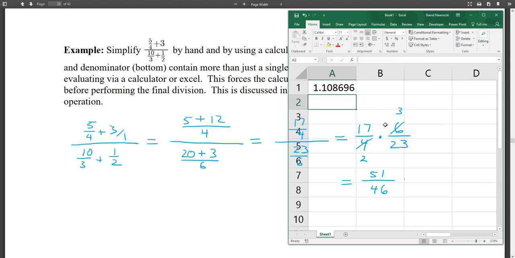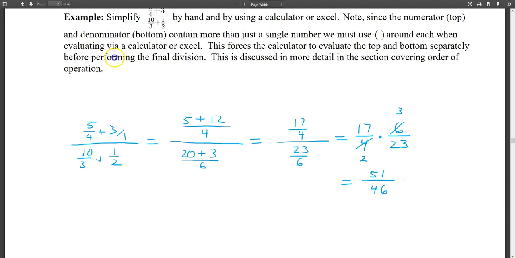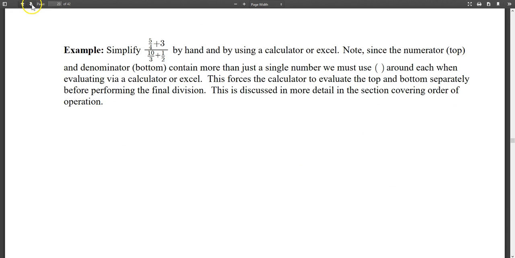And let's see what we get. 1.108696. Well, let's just check that that is the same as 51 over 46. So if we go equals 51 divided by 46, and yes, that is the same number. All right, so that verifies that one. And that concludes our review of fractions.